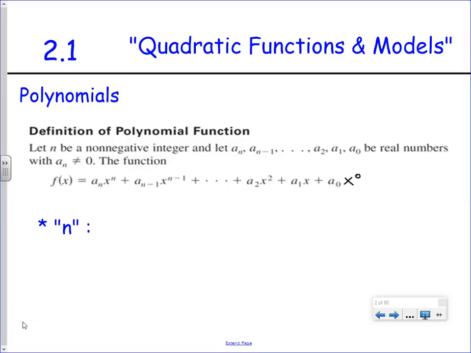So quadratic functions and models. That's where we're going. But first, polynomials.